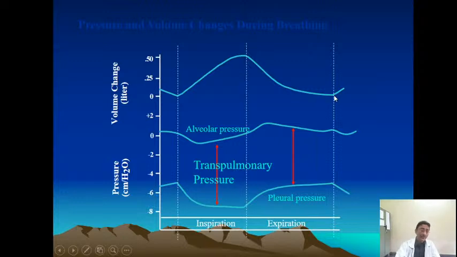So this is how breathing takes place. This is known as the pressure volume changes that take place during breathing. To split it more, these are the pressure volume changes taking place during inspiration and during expiration. The difference in pressure between the alveolar pressure and the pleural pressure is known as the transpulmonary pressure. It is the transpulmonary pressure exerted on the walls of the alveoli which causes the air entry into the lungs.